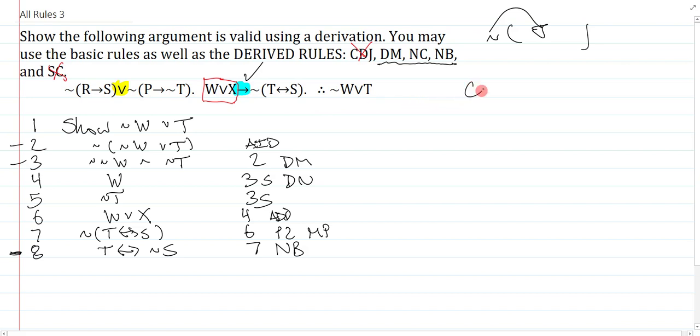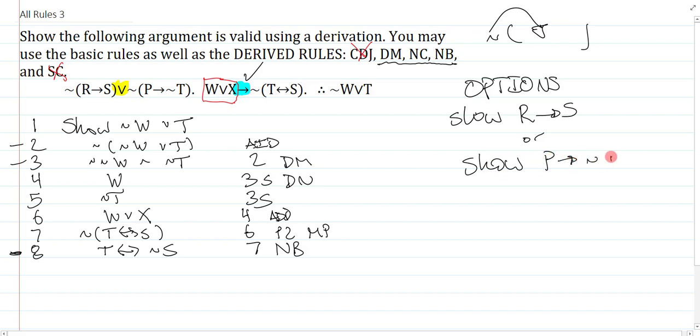So I have two options. My options for the show line are show R arrow S, or I can show P arrow not T. Now look, why isn't it negation negation R arrow S? Because showing negation negation is silly. It's far easier to show R arrow S and then add the two negations in front after. Same story here. I'm not showing negation negation P arrow not T, because I know if I just show P arrow not T, then I can just add the two negations there.